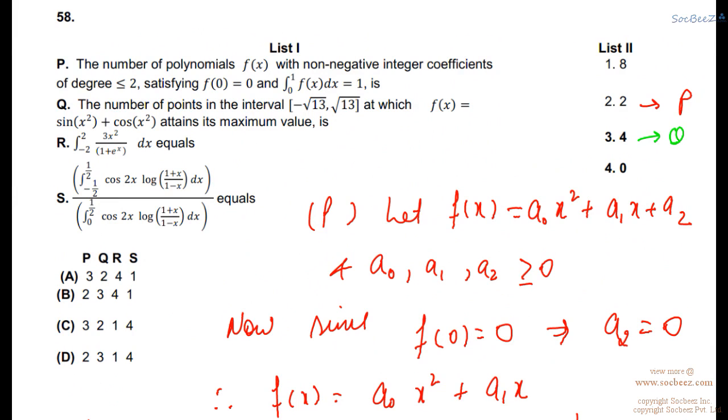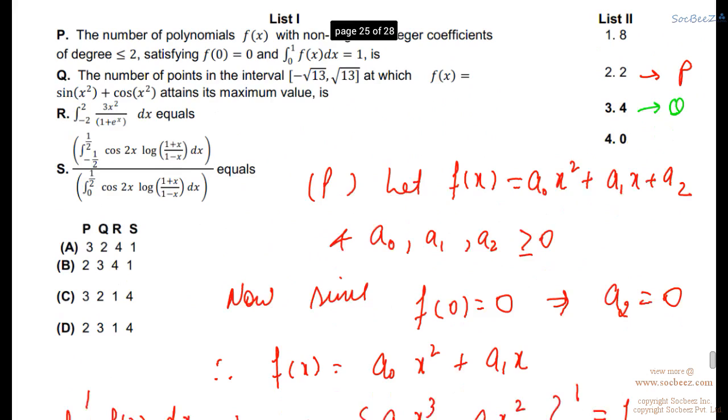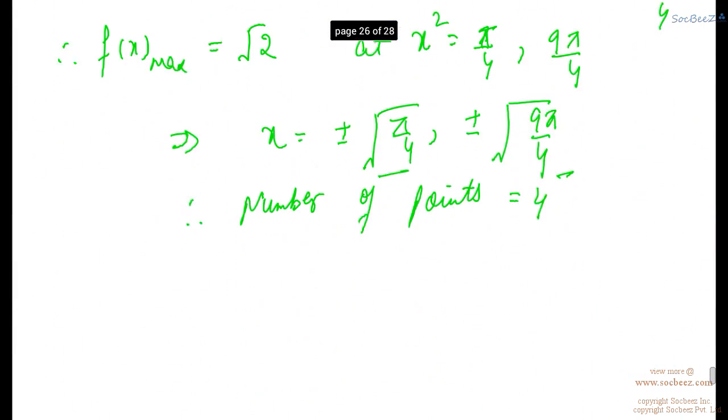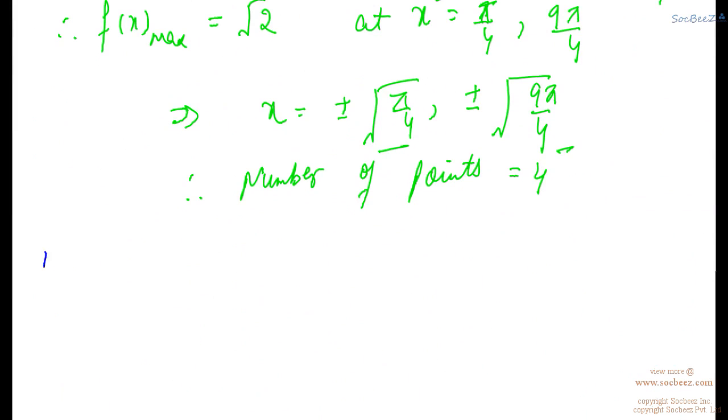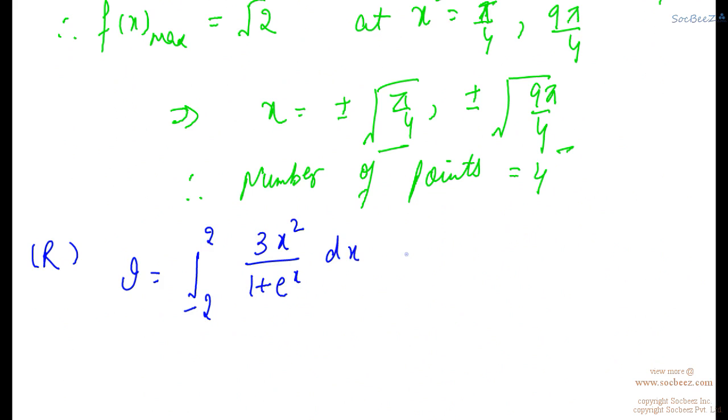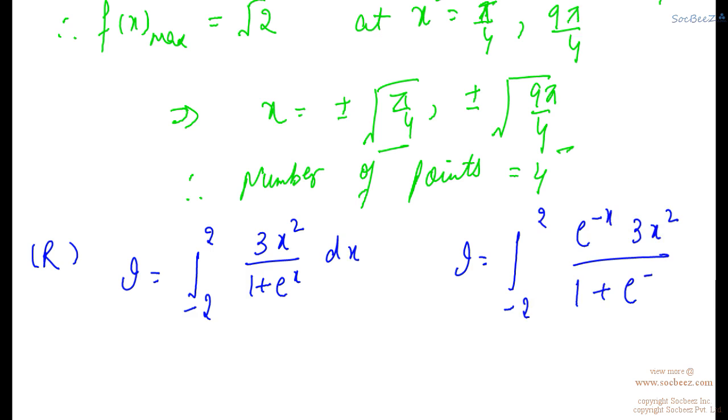Okay, so the next is R, integration from -2 to 2 of 3x square upon 1 plus e raised to the power x dx equals. Okay, so let's see how we go about R. Here, suppose I equals integration from -2 to 2 of 3x square upon 1 plus e raised to the power x dx. Now if we just simplify, if we multiply and divide by e raised to the power minus x, then we get I as integration from -2 to 2 of e raised to the power minus x times 3x square upon 1 plus e raised to the power minus x.